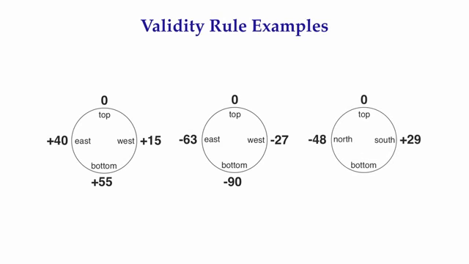Next, we have a minus 48 on the north and a plus 29 on the south. What should we get on the bottom? A minus 19. Yeah, that one was a little tougher. This is about as difficult as the math gets in shaft alignment.